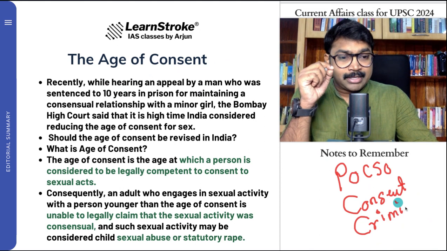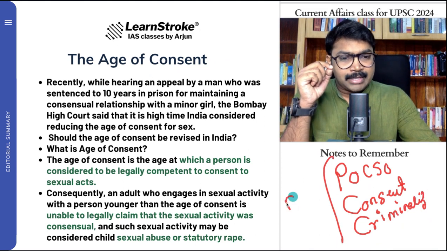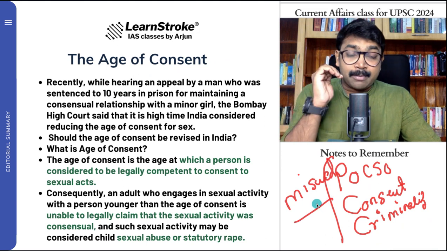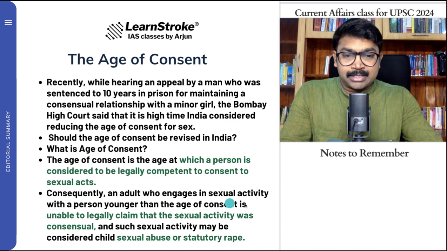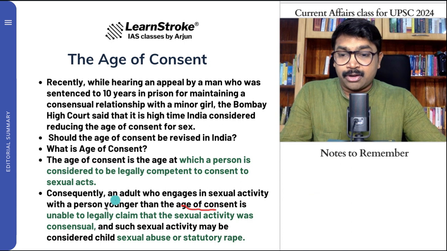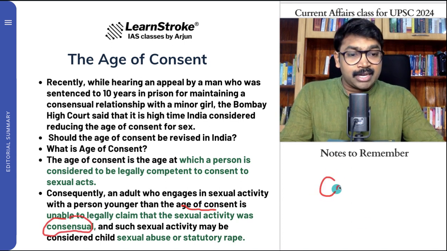Should it be criminalized? Because what you need to know is that the majority of the cases here are misused. The sections of POCSO and other laws are misused to a large extent. An adult who engages in sexual activity with a person younger than the age of consent is unable to legally claim that the sexual activity was consensual. So you cannot legally claim that it was consensual even though there was consent.